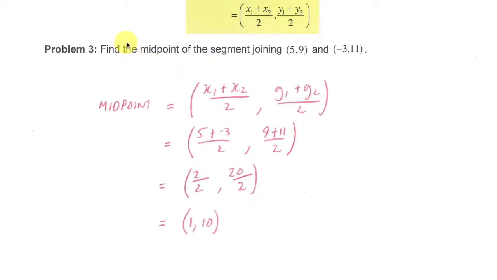In problem 3, I need to locate the midpoint of the segment joining 5, 9 and negative 3, 11. Segment just means a straight line joining them. So here's my rule. I've got correct substitution, and then there's my answer, 1, 10. Again, this is just a working step, not necessary to show.